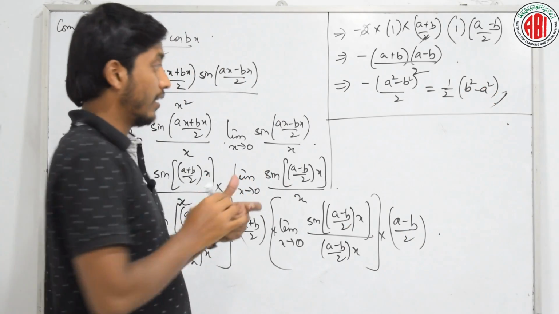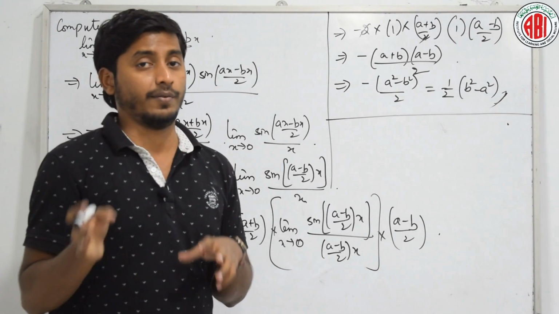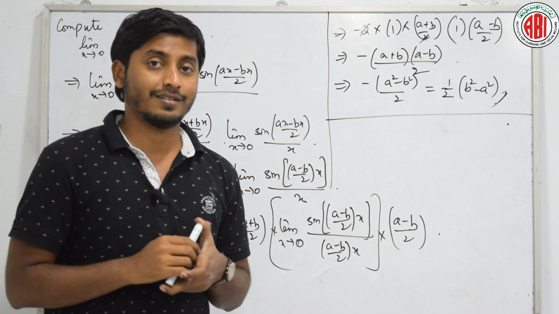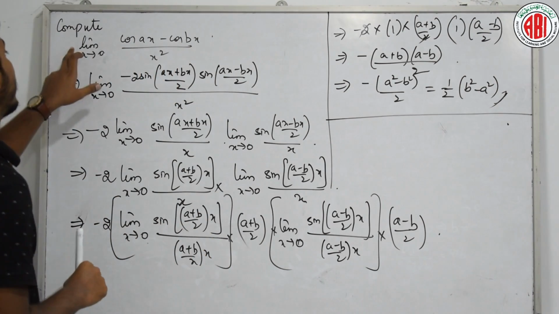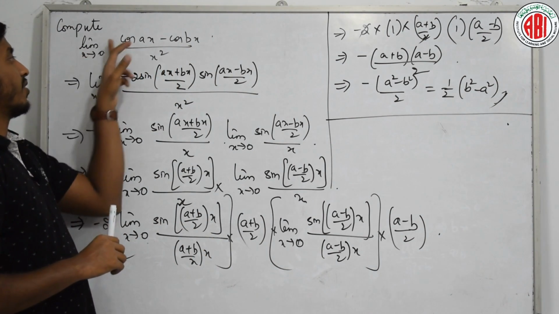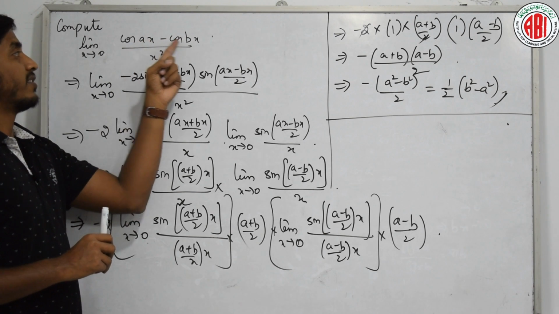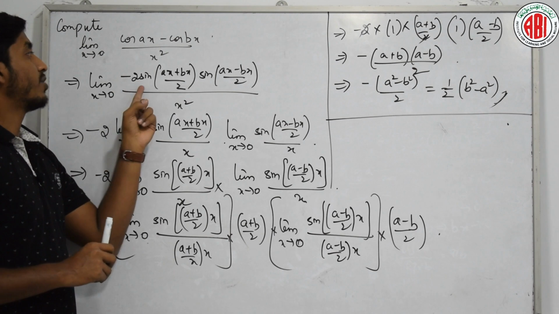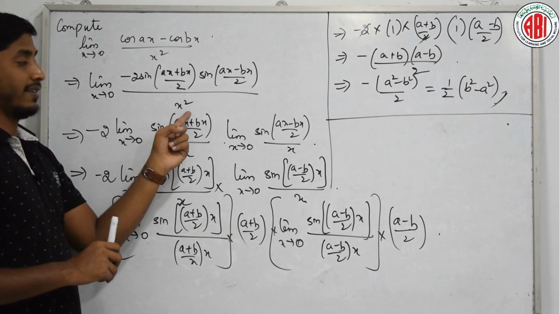Clear? Isn't it easy? The same question will be repeating in this continuity set of questions. Shall we do it once again? Let's see. The question given here is to compute the limit x tends to 0 of cos Ax minus cos Bx by x square. Here the numerator is in the form of cos C minus cos D, that is minus 2 sin C plus D by 2 sin C minus D by 2. Here the x square is there.